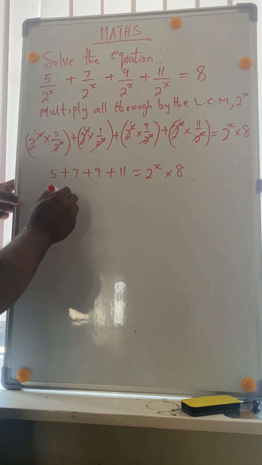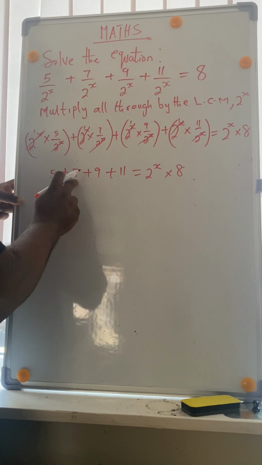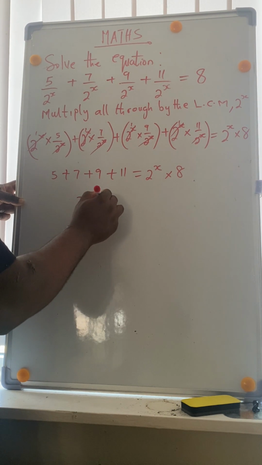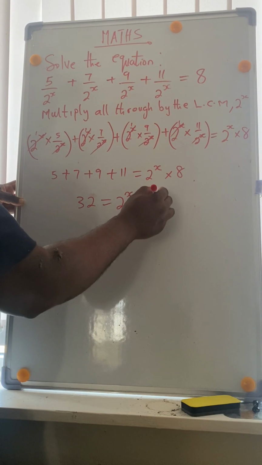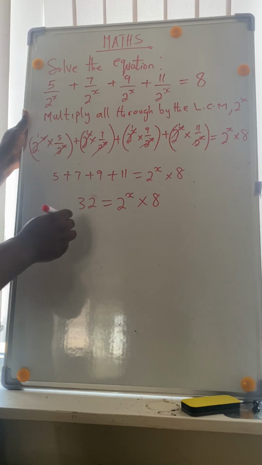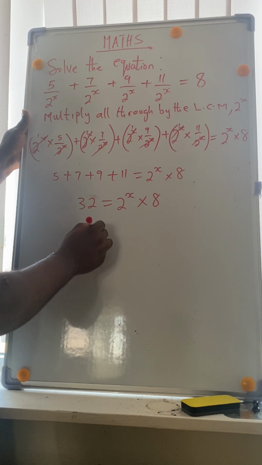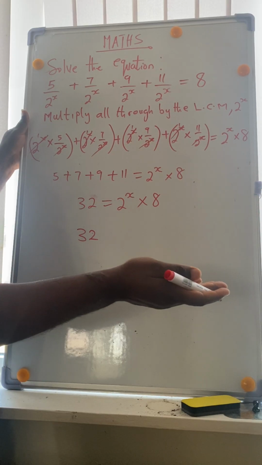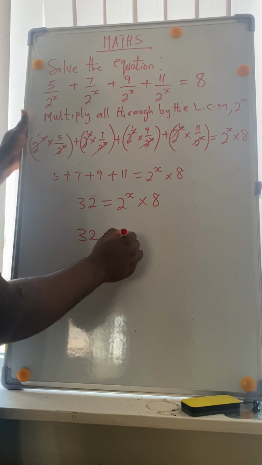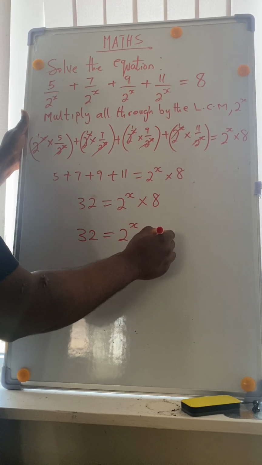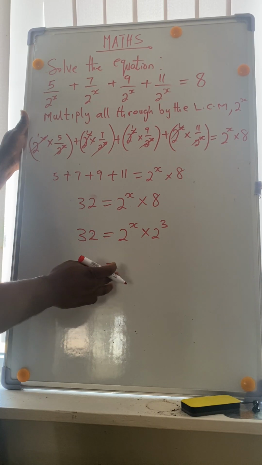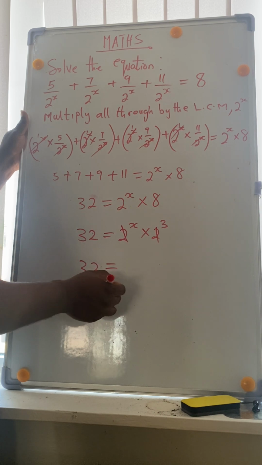Adding the left hand side together, 5 plus 7 plus 9 plus 11 will give you 32. And from here, you have this equal to 2 raised to the power of x multiplied by 8. Now, looking at the two expressions, you can take this as 32, and if you like, you can express everything in index form. You can take it as 32 equals, expressing the right hand side in index form, 2 raised to the power of x multiplied by 2 raised to the power of 3.